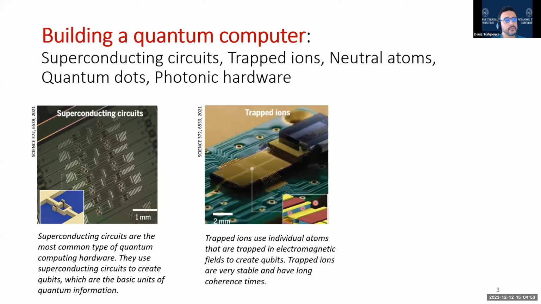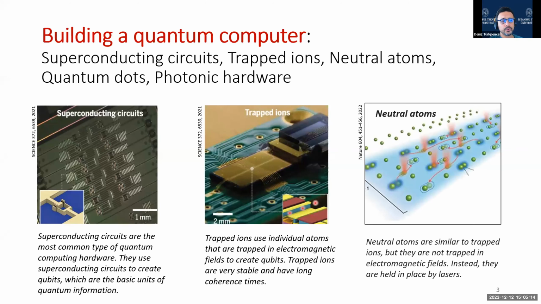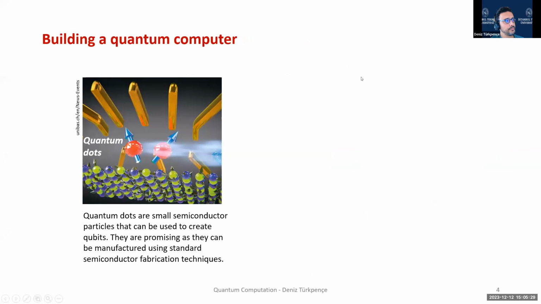The next platform is trapped ions. They use individual atoms trapped in electromagnetic fields to create qubits. In fact, trapped ions are very stable with long coherence times, which again comes from the superposition principle. The next is neutral atoms. They are similar to trapped ions, but they are not trapped in electromagnetic fields. Instead, they are held in place by lasers, and they are, of course, controlled by lasers.